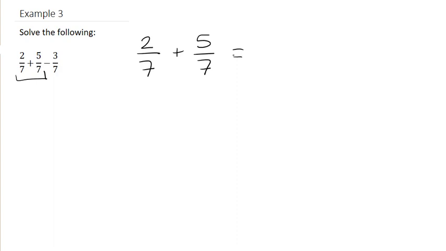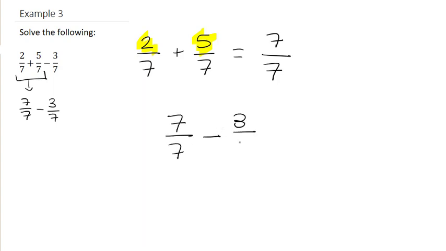So that is equal to 2 plus 5, which is just 7, as we're only going to look at the numerators and add those. And we're going to keep our denominator of 7. So now we have this first term, which is 7/7. And we're going to then subtract 3/7 from it. So now we have 7/7 minus 3/7.